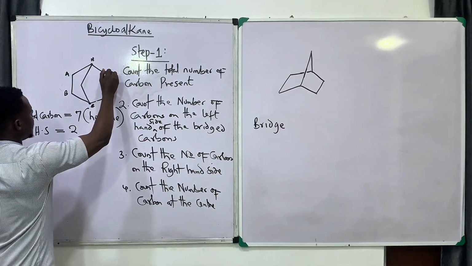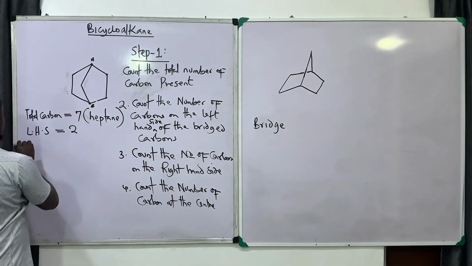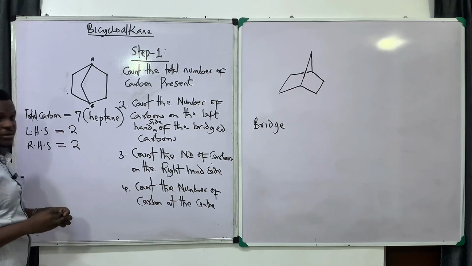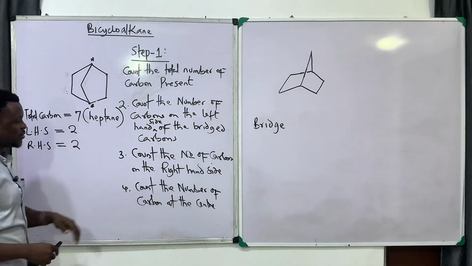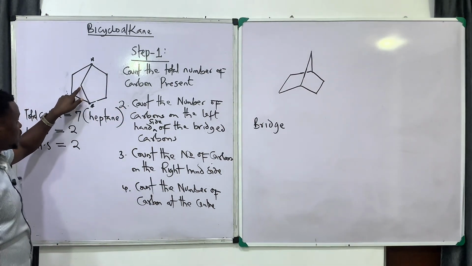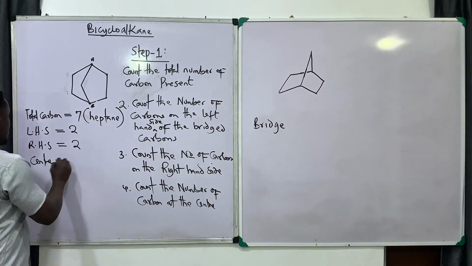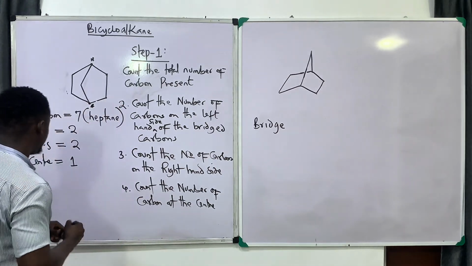Right hand side of this bridge carbon is also 2 carbons. This and this. Let's move this. So right hand side is also 2 carbons. Okay. So the next thing you're going to do here is to look at the center. The number of carbons that we have at the center is just this point. So at the center, 1 carbon.